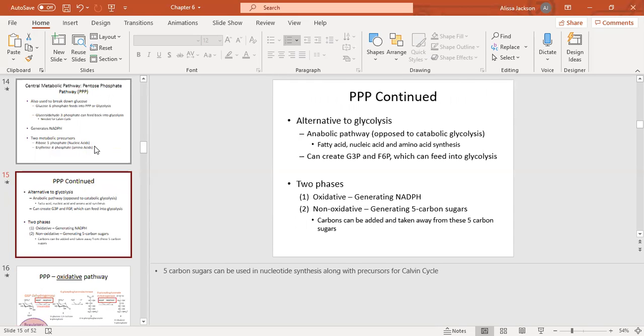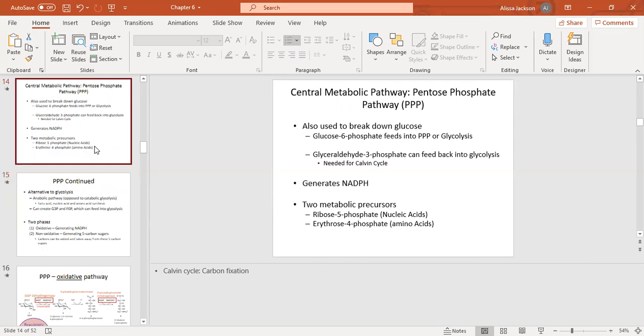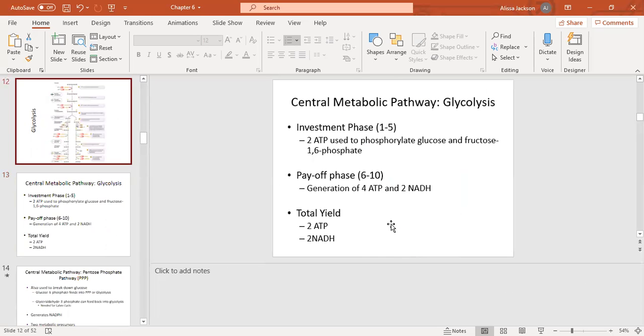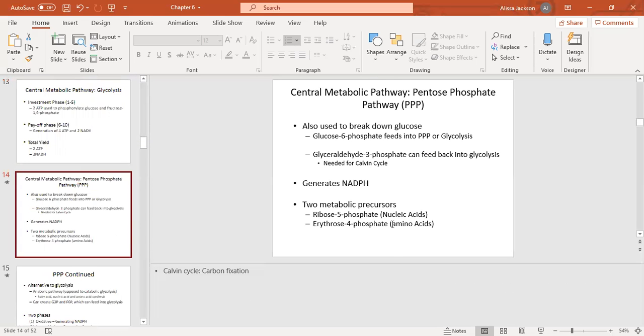So yeah, Sarah, you're right. I don't think you're gonna have to know all of the enzyme names. I think I would know glucose 6-phosphate feeds into the pentose phosphate pathway or glycolysis, because that's activated glucose. And then I would also know glyceraldehyde 3-phosphate feeds back into glycolysis. Okay. If he has it listed on a slide, I would know the name. But some of the pathway figures, you're not going to have to know every one of these enzyme names. Okay. And then the pentose phosphate pathway, that's the only one that makes the NADPH, right?